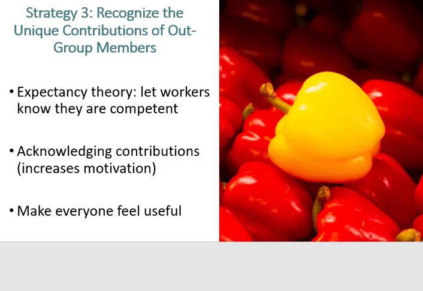A third way a leader can respond to outgroup members is by recognizing their unique contributions. This sounds like what we've learned in our diversity and inclusion chapter, right? People want to be recognized as individuals and contributors. Expectancy theory supports this strategy because it says that the first step in motivating others is to let them know they're competent to do their jobs. Acknowledging contributions can motivate people because that acknowledgement is recognition of their efforts.